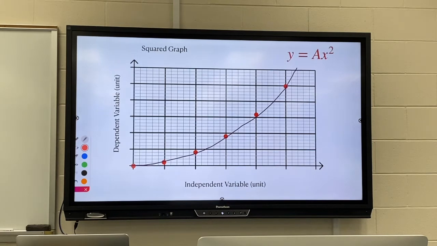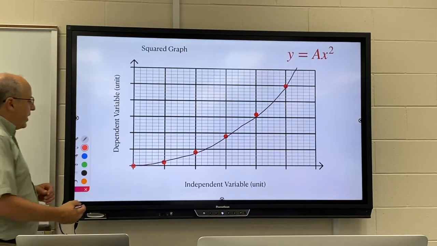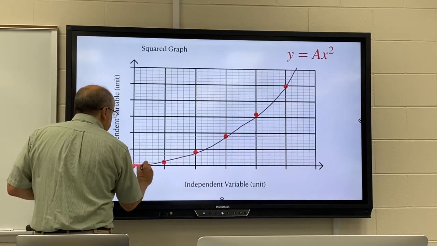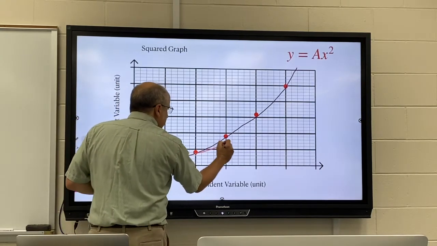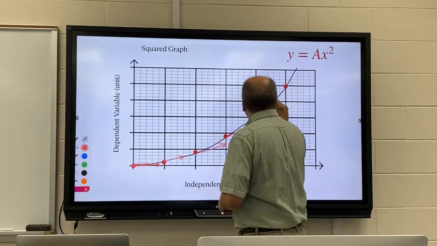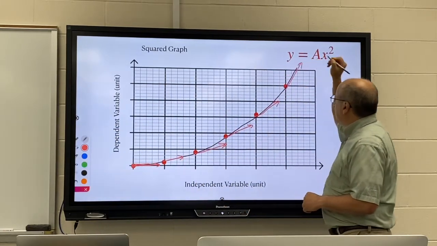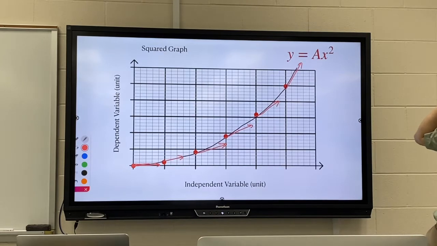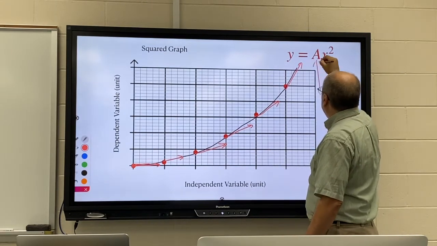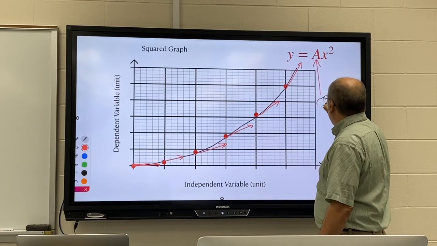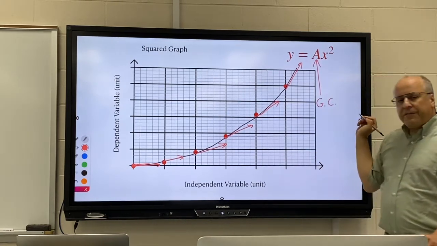The next graph type is squared graph, so pause it and draw it in your notebook. With a squared graph, it starts out really gentle and gets steeper and steeper and steeper as you move to the right. It does not have a consistent slope. So this is not the slope. It once again is the graph constant.